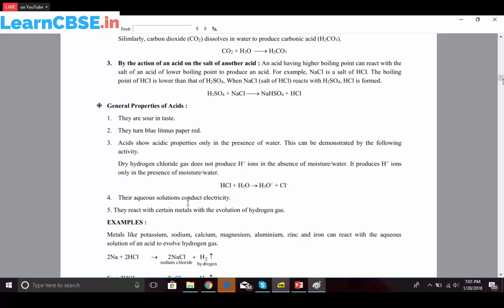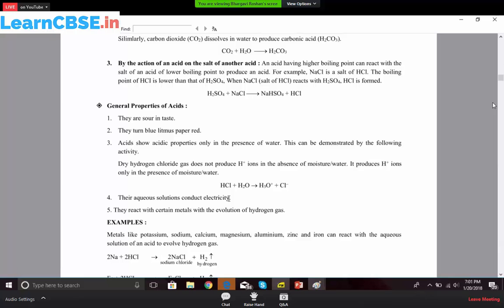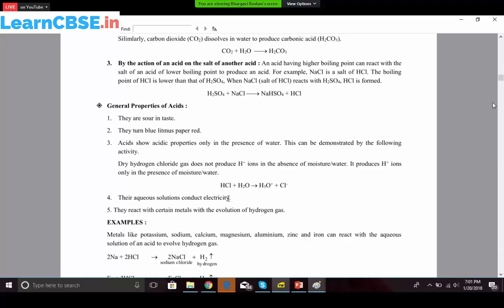So their aqueous solutions can conduct electricity. Aqueous solutions means the acid is dissolved in water. It can conduct electricity because of the presence of the ions H+ and Cl-. Because of the presence of positive and negative ions, acids can conduct electricity, and they can react with certain metals with evolution of hydrogen gas.